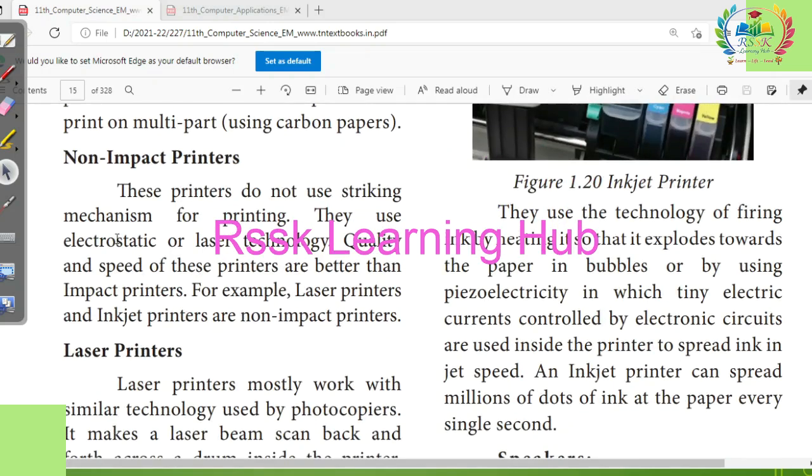Now coming to the non-impact printer. This printer does not use a striking mechanism. The quality and speed of this printer are very good and better compared to your impact printer. Examples of non-impact printers, as I already told you, are the laser printer and the inkjet printer. So dot matrix printers are used as impact printers, and laser and inkjet printers are used as non-impact printers.